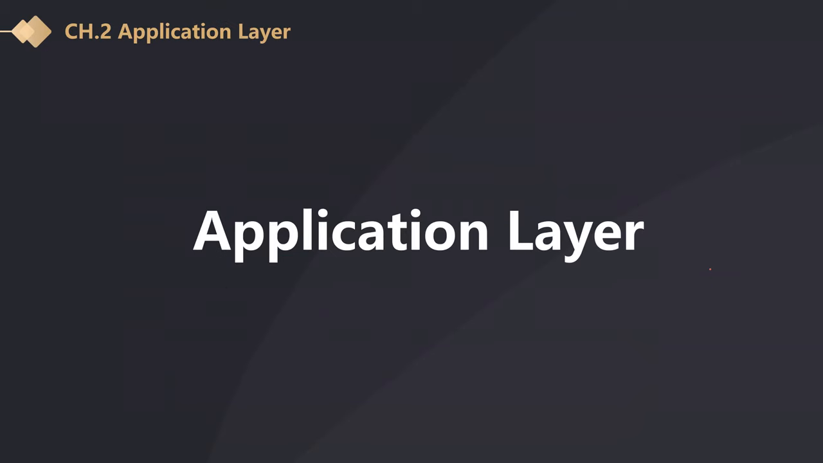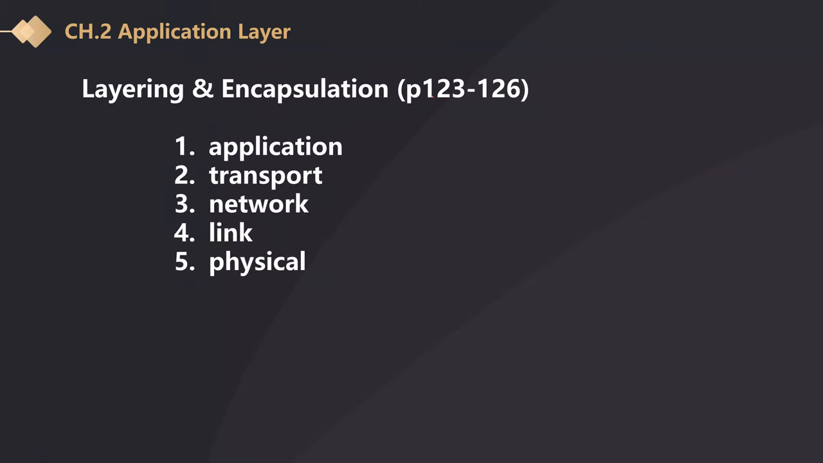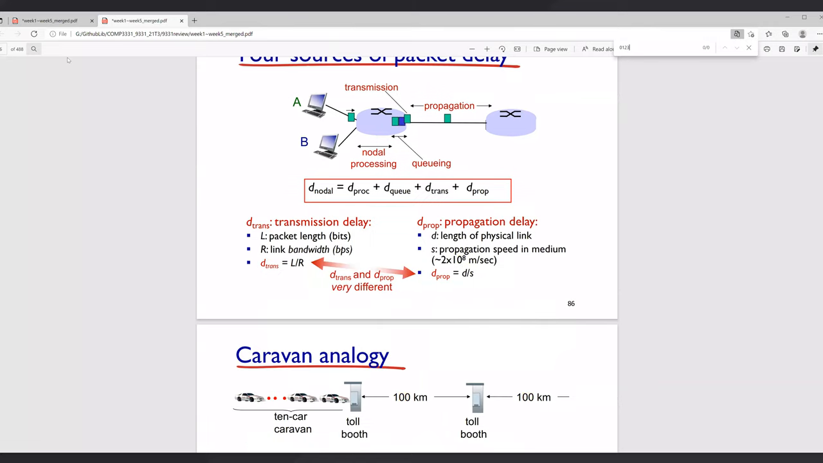Okay, so I think that's all for chapter one, for the basic or fundamental knowledge of the internet. So now we come to the application layer. What is the application layer? So why do we call it layer? So the first concept is about the layering. Let's come to page 123.